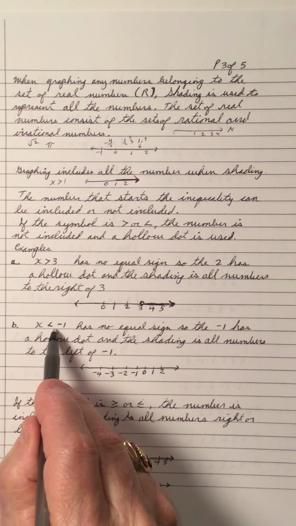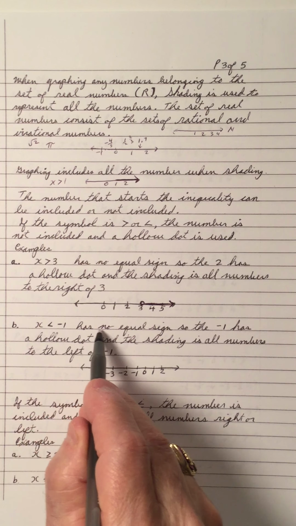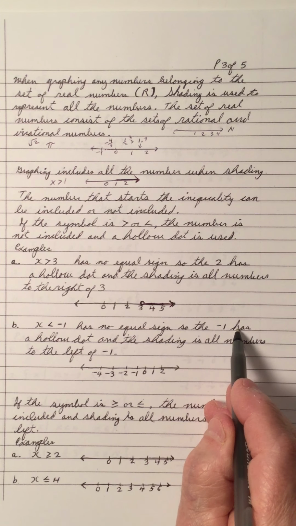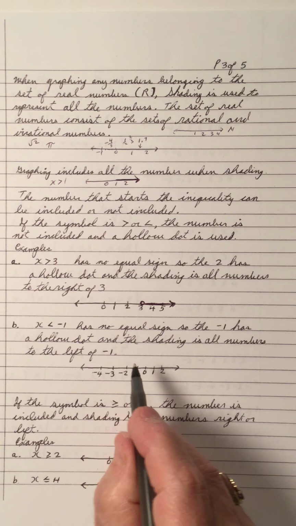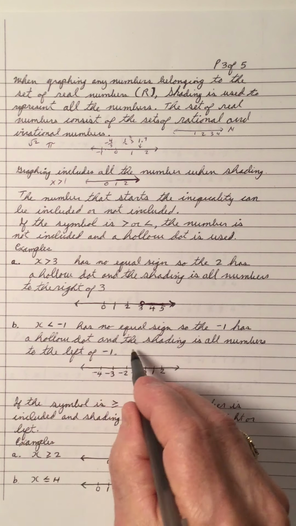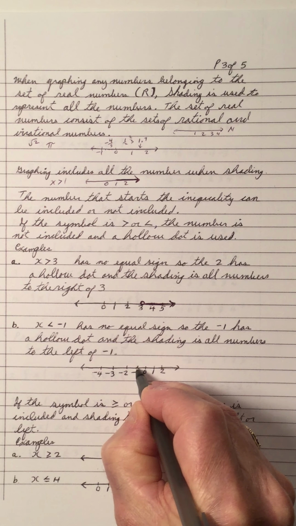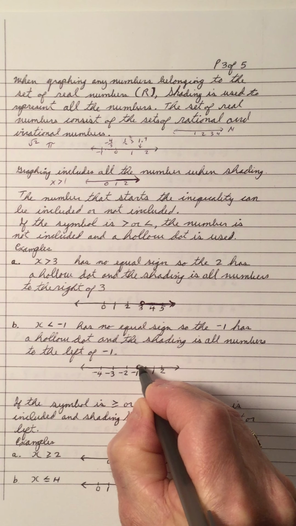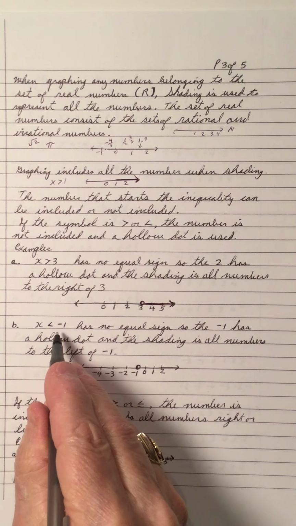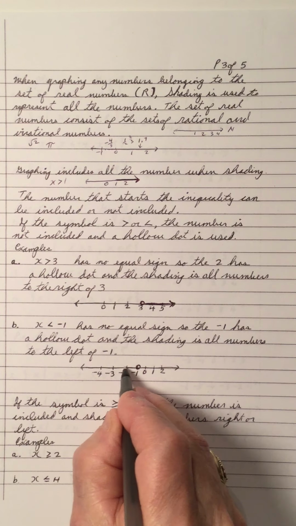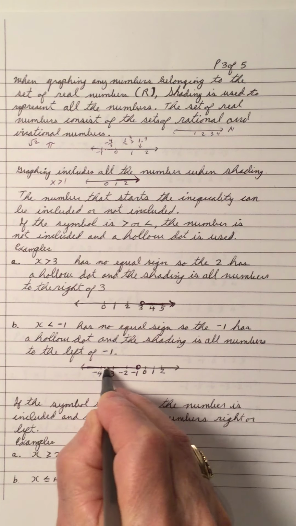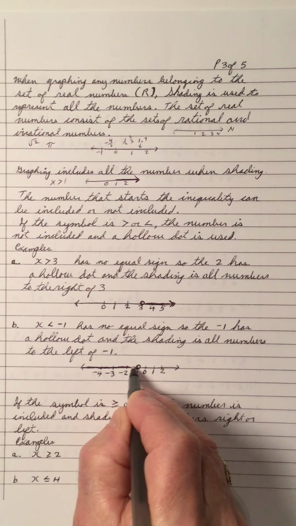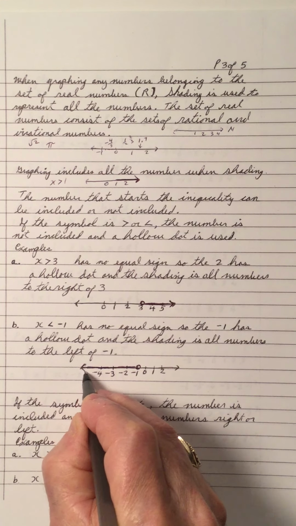So starting at 3, but 3 is not included. B, x is less than -1. It has no equal sign, so the -1 has a hollow dot and the shading to all numbers to the left of -1. The hollow means it's empty, means it's not included. There's a hollow dot. And the less than is going to the left, so we shade in the number line on the left. There it is, shaded in. And we make the arrow bigger.